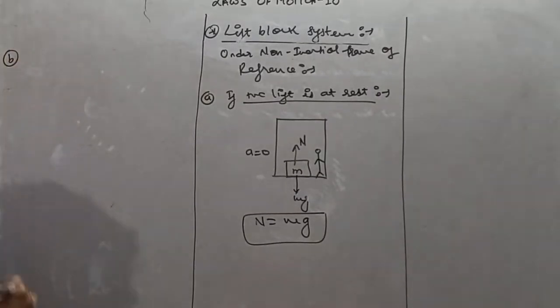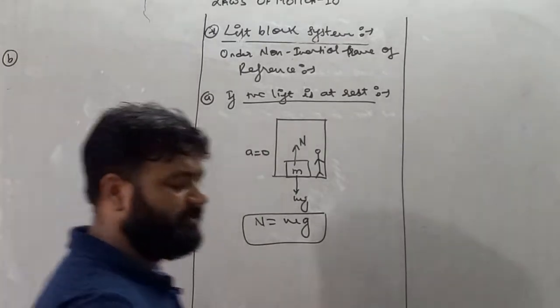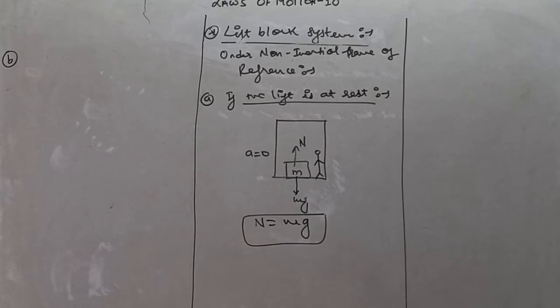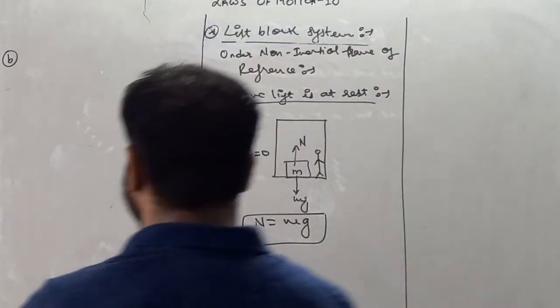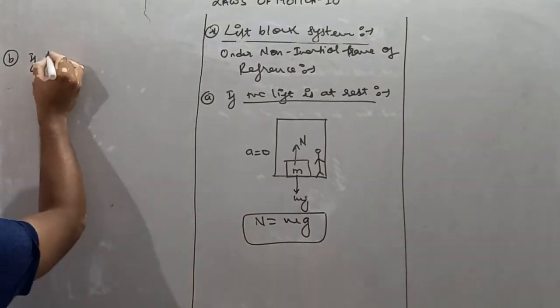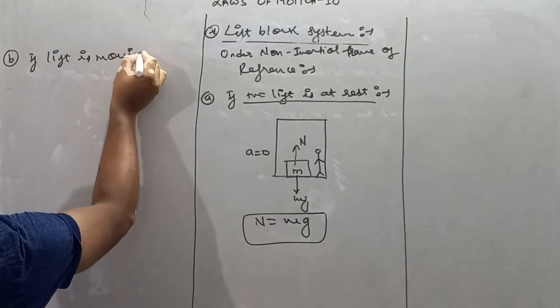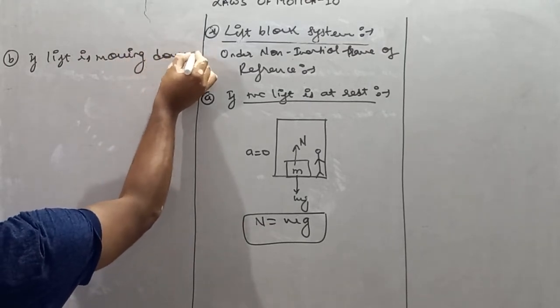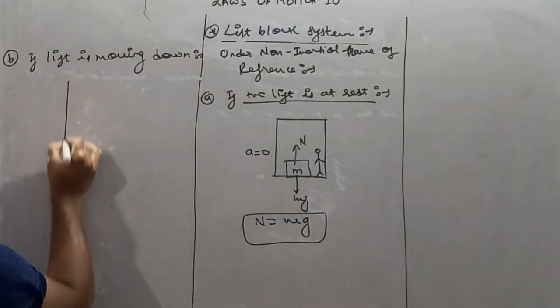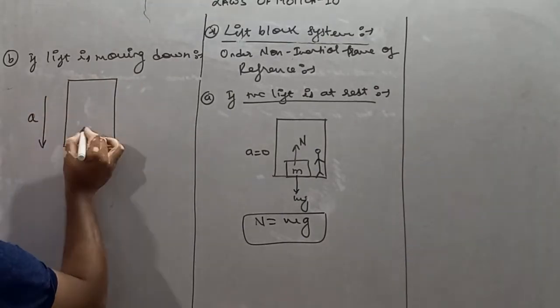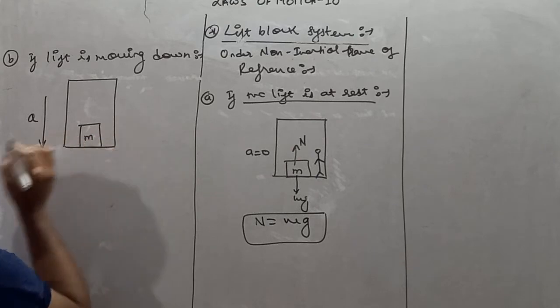Now case 2. If the lift is moving with an acceleration a downward. Let's suppose the lift is moving down. So write down case 2, if the lift is moving down. So see, my dear student, if the lift is moving down with acceleration a, a block is there whose mass is m.